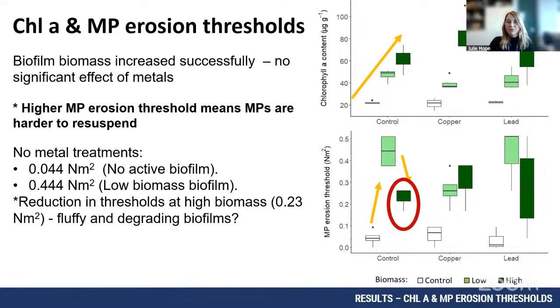And then if you move to these copper and lead treatments, again, you can see that the treatments where we have biomass are much higher than the white boxes. So the green boxes are all higher, but those control sediments are all very low, and there's not much difference or effect, except perhaps that in the lead treatment you have much more variable erosion thresholds coinciding with that variability in the biofilm.